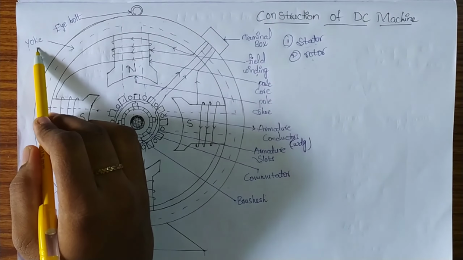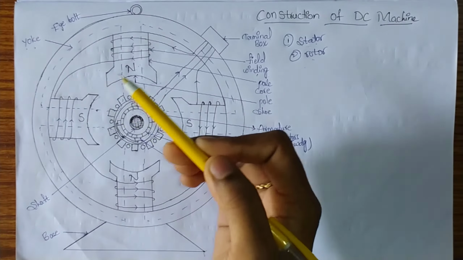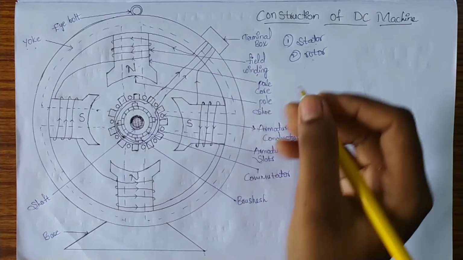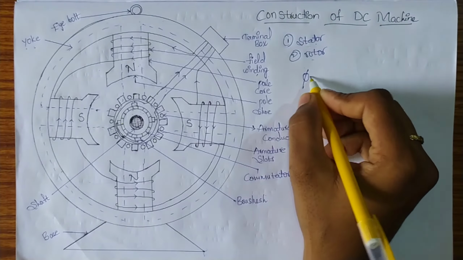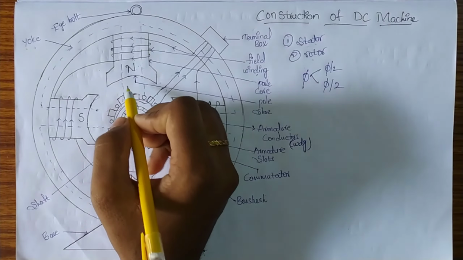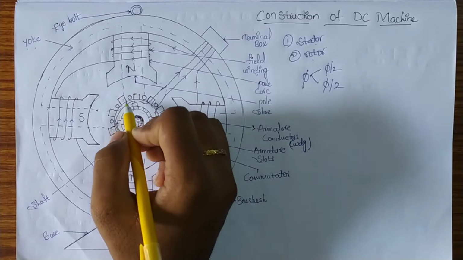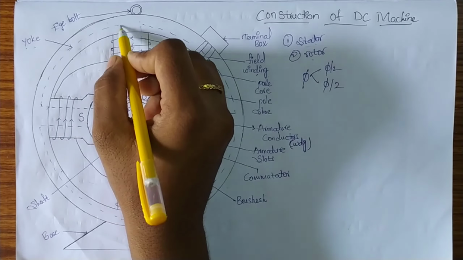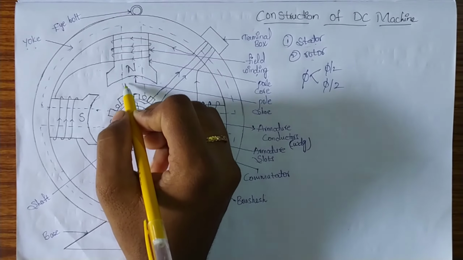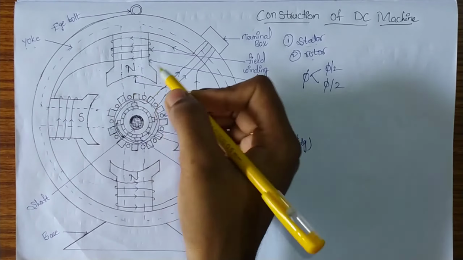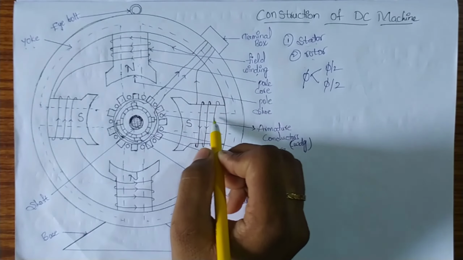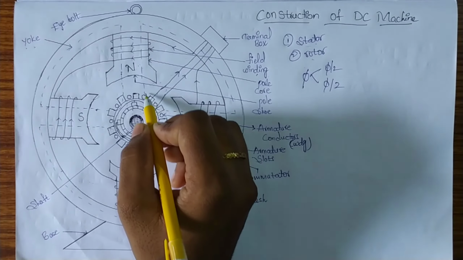Another function of the yoke is to provide a low reluctance path for the flux. For example, here in this field winding, the flux phi is produced. This flux phi is divided into two halves, phi by 2 and phi by 2. The divided flux passes from this north pole through the yoke to the adjacent south pole, touches the armature, and then comes back to its initial pole. The other half of the flux similarly flows from the north pole through the yoke to the adjacent south pole, reaches the armature, and comes back to its initial pole.